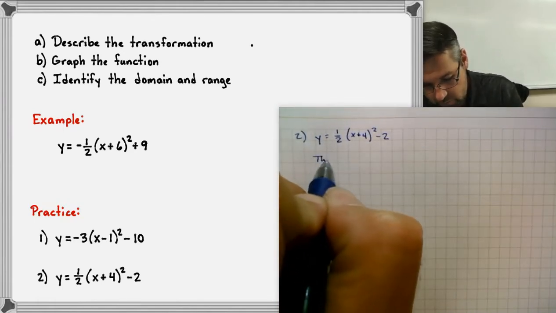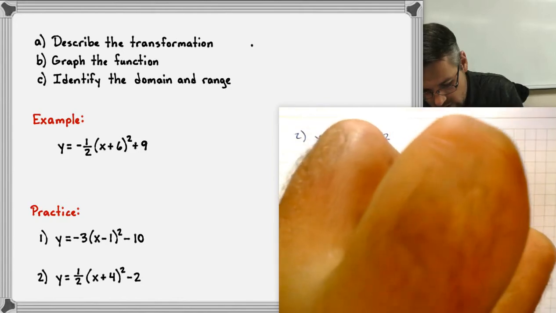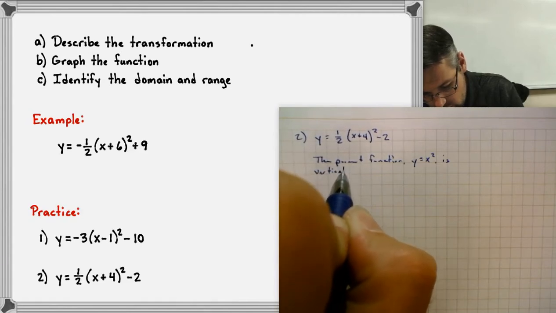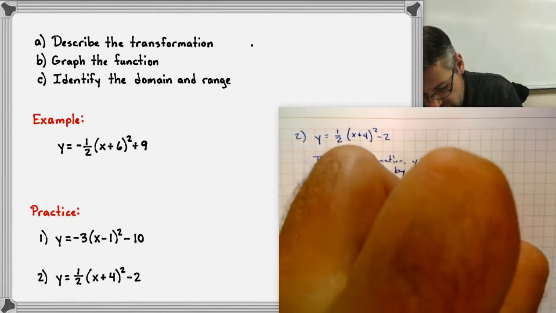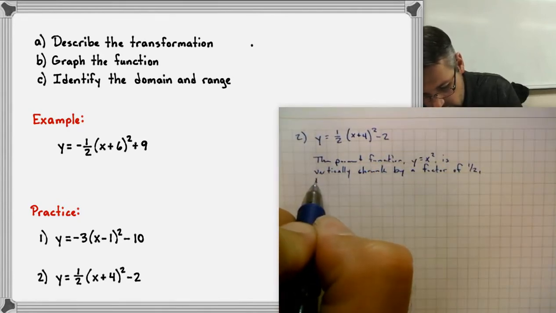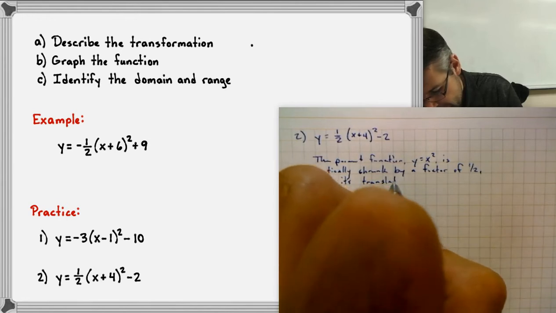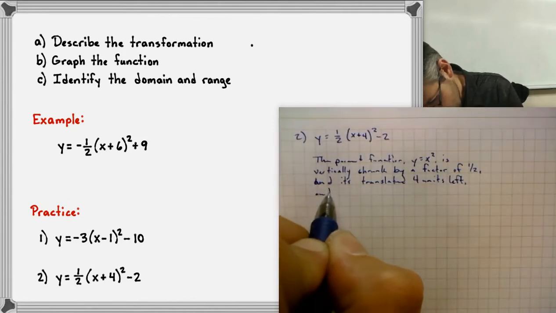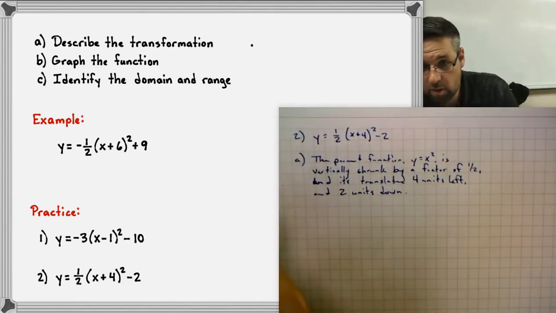We would say the parent function y equals x squared is vertically shrunk, because that's less than 1, by a factor of 1/2, and it's translated 4 units left and 2 units down. So there's our description. That's part A. Part B, graph.